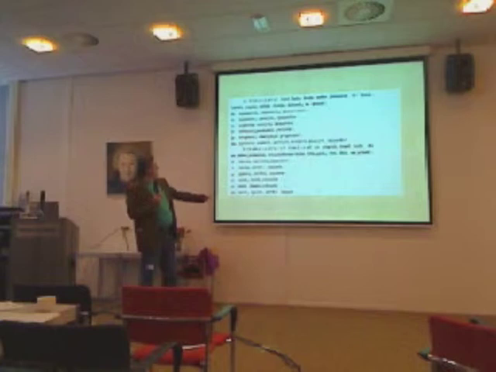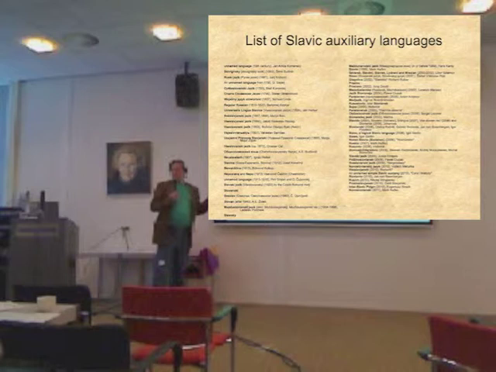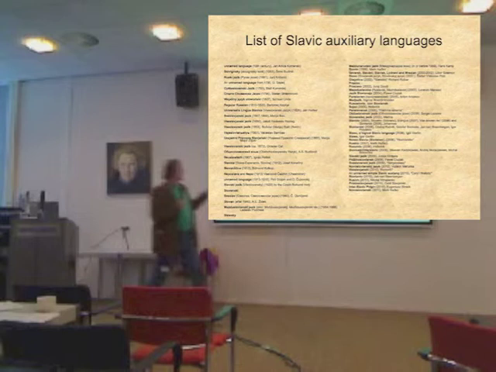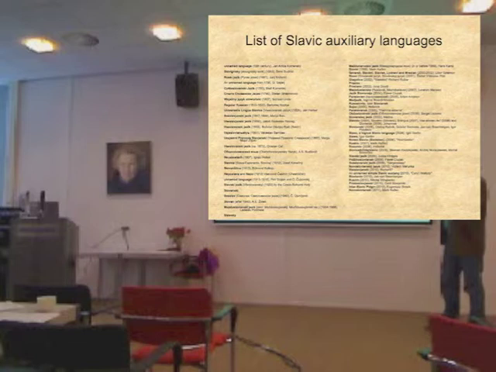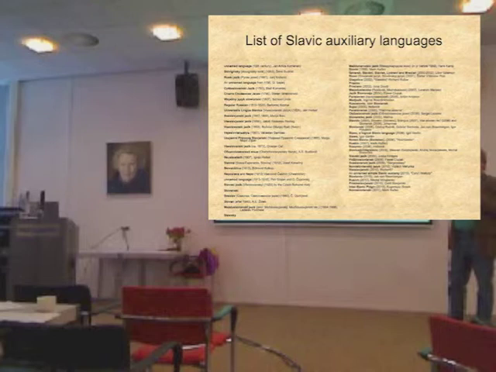Now, all in all, there have been a lot of constructed Slavic auxiliary languages. There are a lot more artistic languages. I didn't mention them here because, well, it's not really on topic here. This is from my own website. You can see the whole list here, also with text samples and some more information as far as I've been able to find it. Links as well.